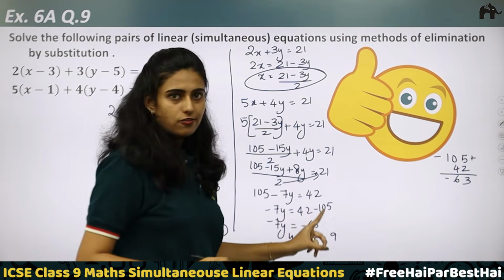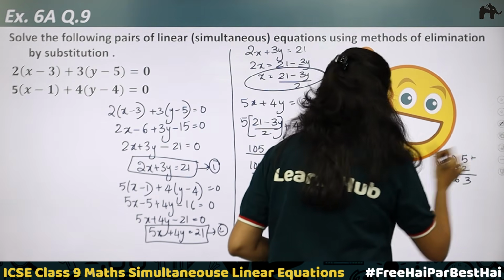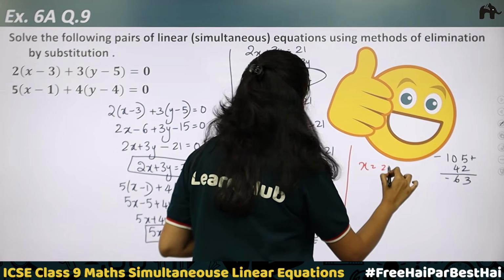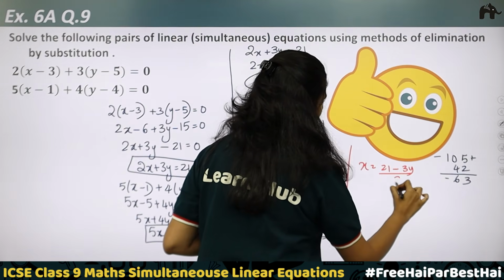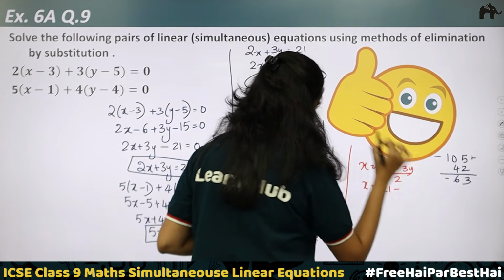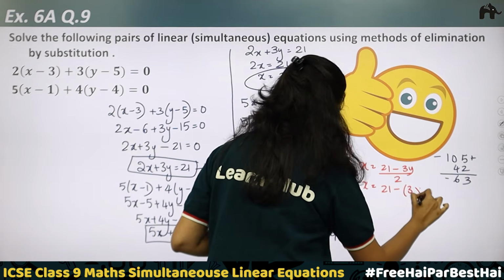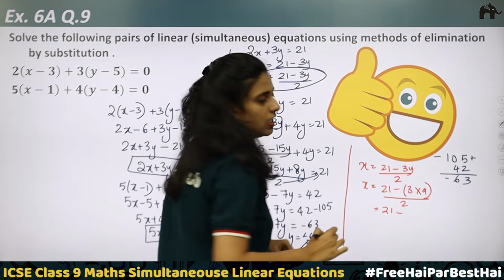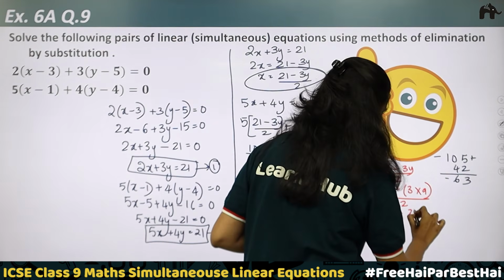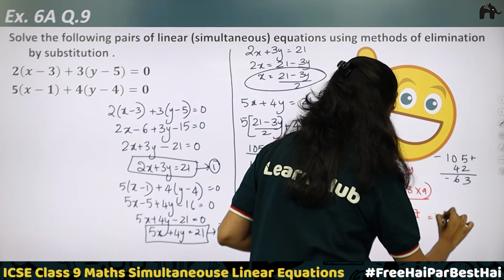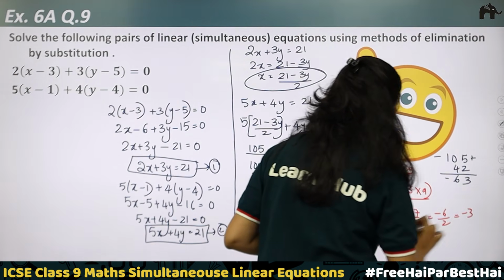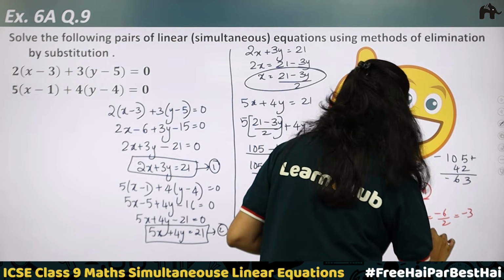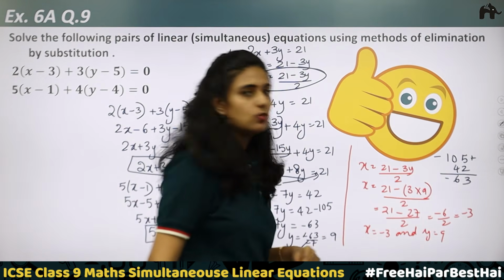Now we can find the value of x. We have x is equal to 21 minus 3y divided by 2. x is equal to 21 minus 3 into y value, 9, divided by 2, equal to 21 minus 3 into 9, that is 27, divided by 2, which is minus 6 by 2, equal to minus 3. So x is equal to minus 3 and y is equal to 9. These are the values of x and y.